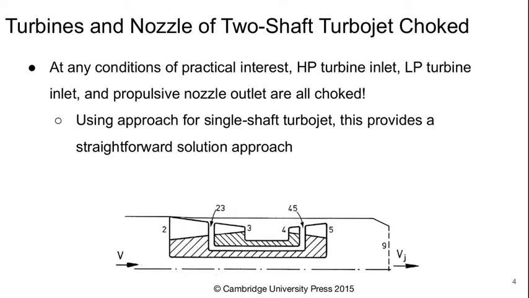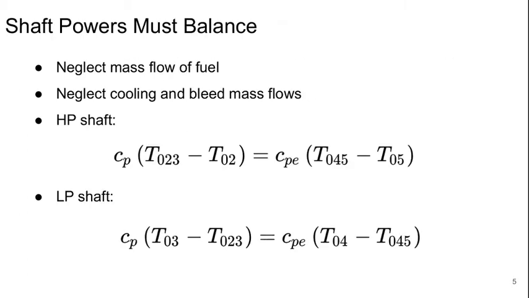So again, we'll start with the two-shaft turbojet. For this kind of engine, the turbines and the nozzle are basically choked. In any condition of practical interest, the high-pressure turbine inlet, the low-pressure turbine inlet, and the propulsive nozzle outlet are all choked. And using the same approach that we developed for a single-shaft turbojet, this provides a straightforward solution approach.